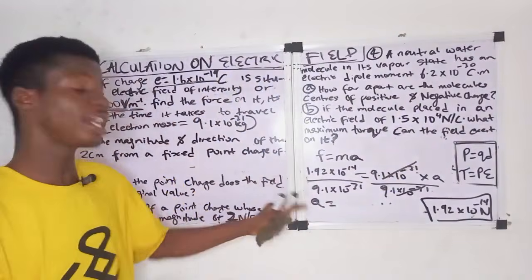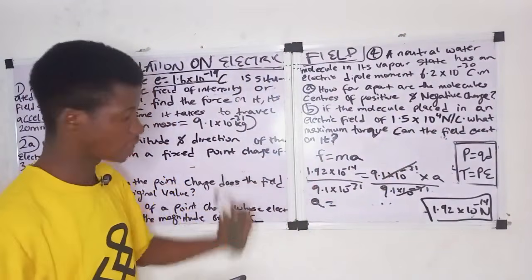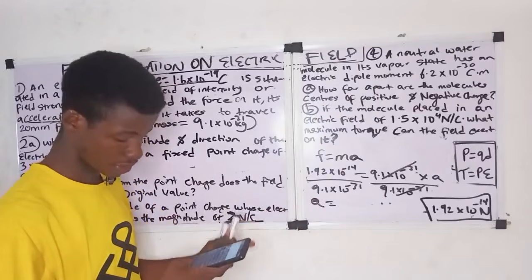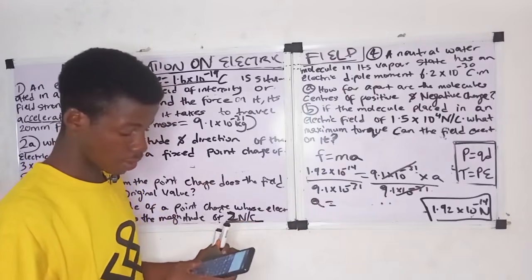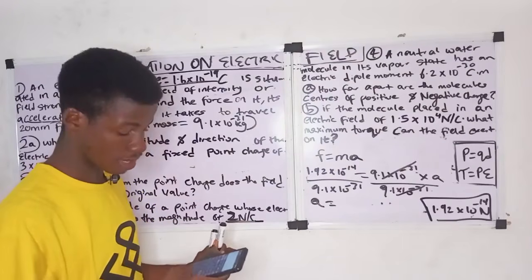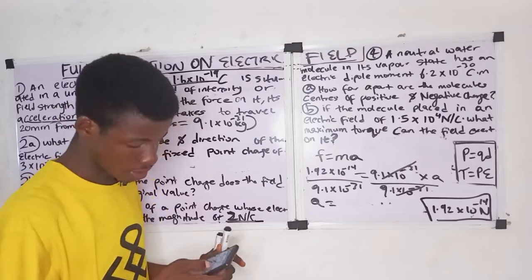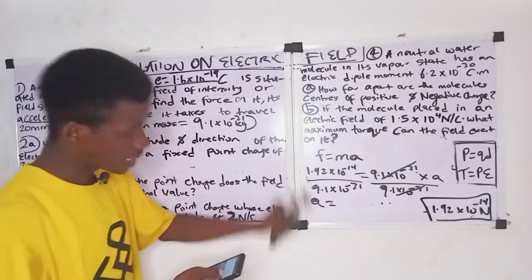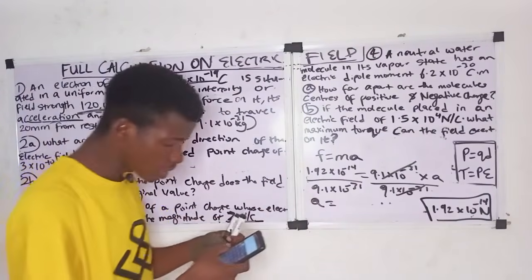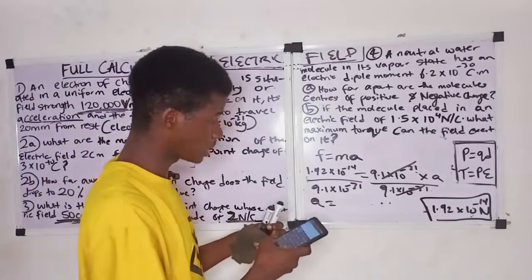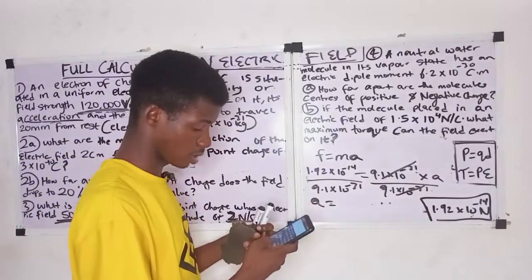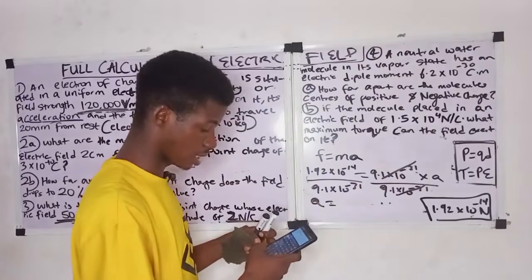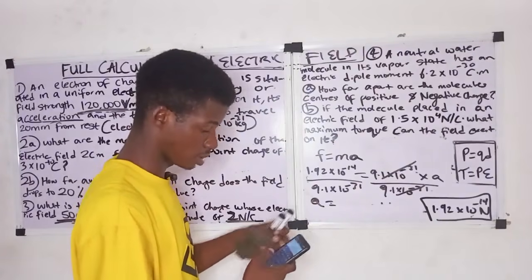Now let me just tell you something. If we use a calculator to do it, we have different values. Let's divide it: 1.92 times 10 raised to power minus 14 divided by 9.1 times 10 raised to power minus 31. Let me do it again. It gives us 1.92 times 10 raised to power minus 14 divided by 9.1 times 10 raised to power minus 31.